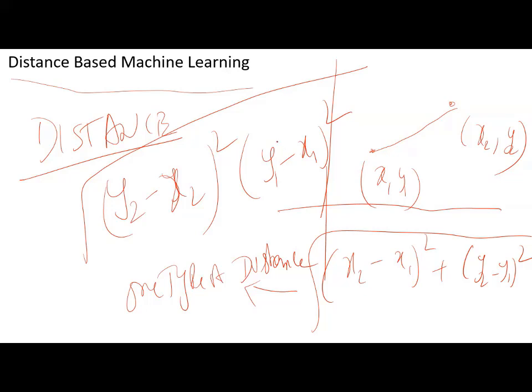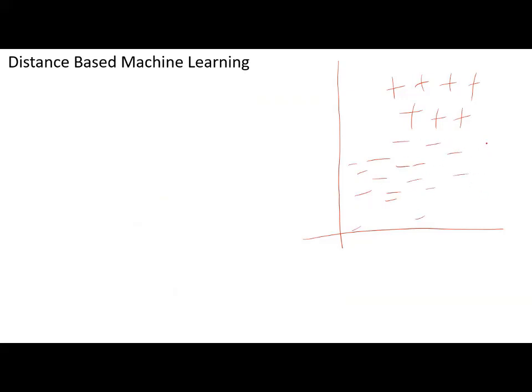Now, why do we need all these distance metrics? Let us see. The main point here is how we use these distance points in machine learning. Let us see an example. For suppose there are some plus points and some minus points, something like this. Some plus, some minus.